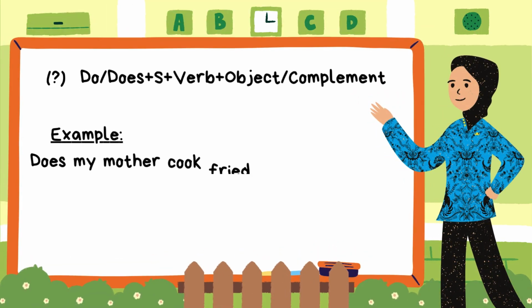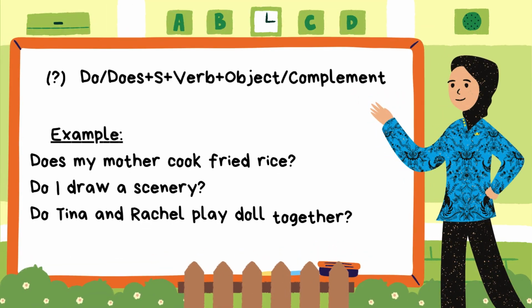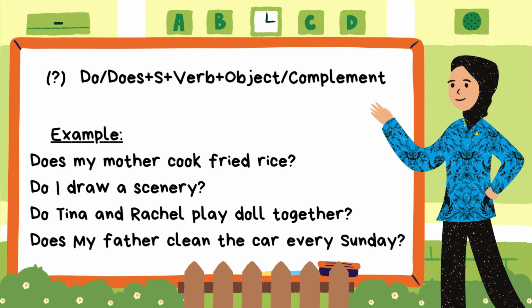Next, I will explain about interrogative form in the present tense. There is do or does plus subject plus verb plus object or complement. For the example, the first, does my mother cook fried rice? Does in here as interrogative word, my mother as subject, cook as verb, fried rice as object or complement.